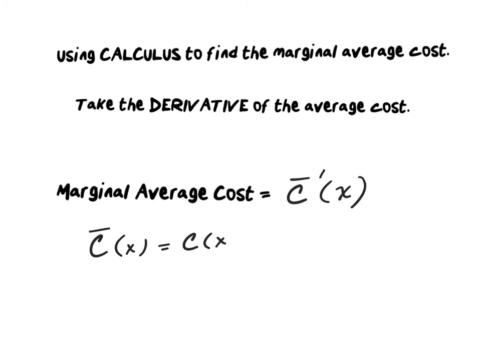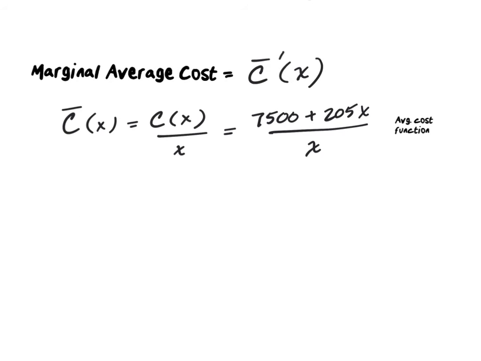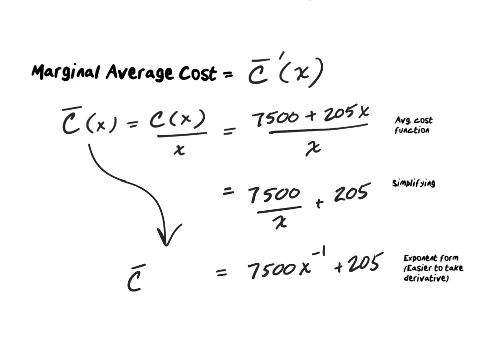Specifically, this is how you set up an average cost function. My average cost function was 7,500 plus 205x, and I can divide that by x. So that's my average cost function. Now I will simplify it by dividing both terms by x. So I have 7,500 divided by x plus 205 is now simplified. And from here, I'm going to write it in exponent form, because it will be easier to take my derivative when it's in this form.